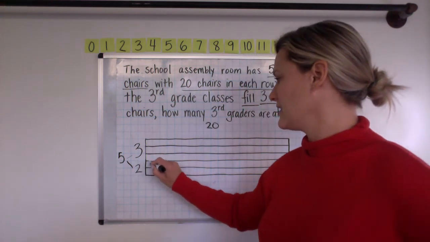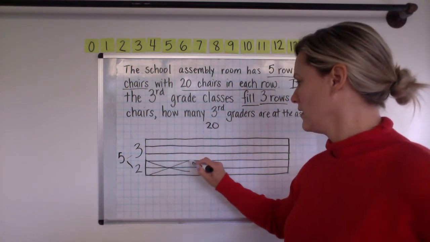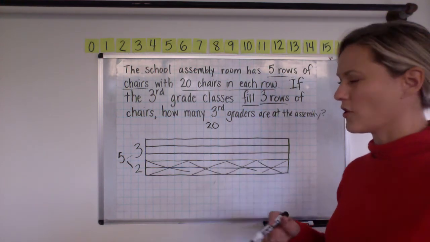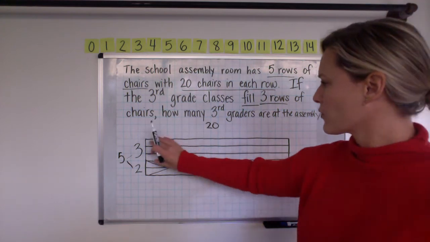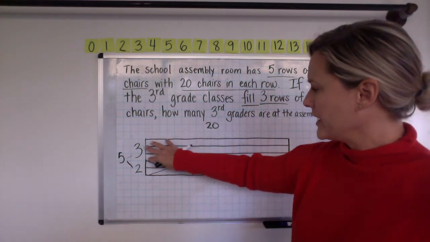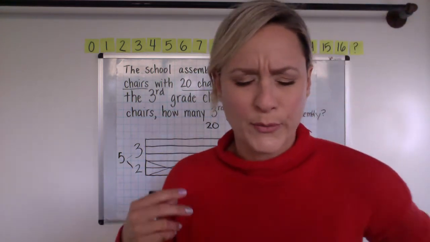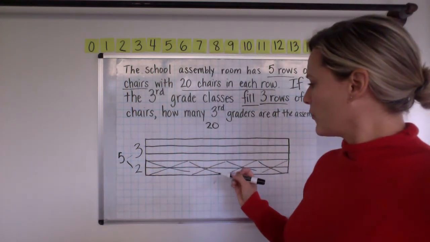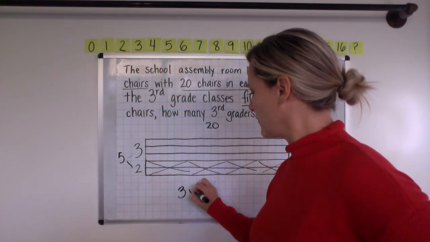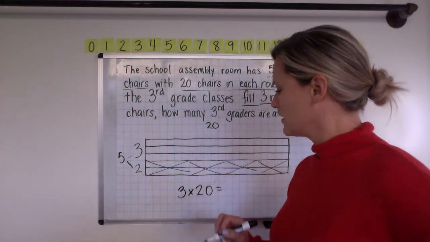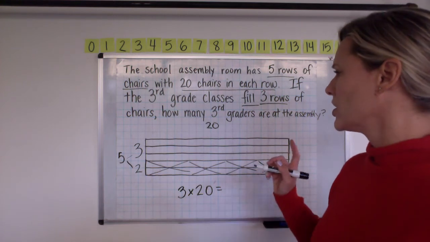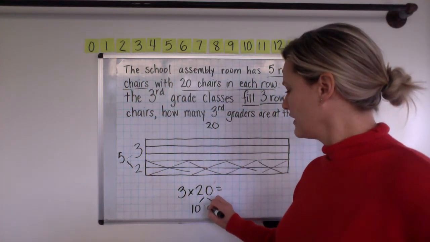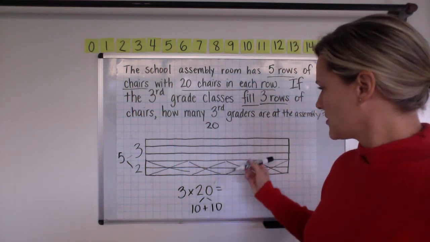So that means these rows right here are not seated. Third graders are not seated here, right? So those are out. In our minds, we're really just solving 3 groups of 20. So 3 times 20. So how might you do that? So let's think. We might just know what 3 times 20 is. Some of you might think about, well, 20 is actually split into a 10 plus another 10. So maybe you split it.